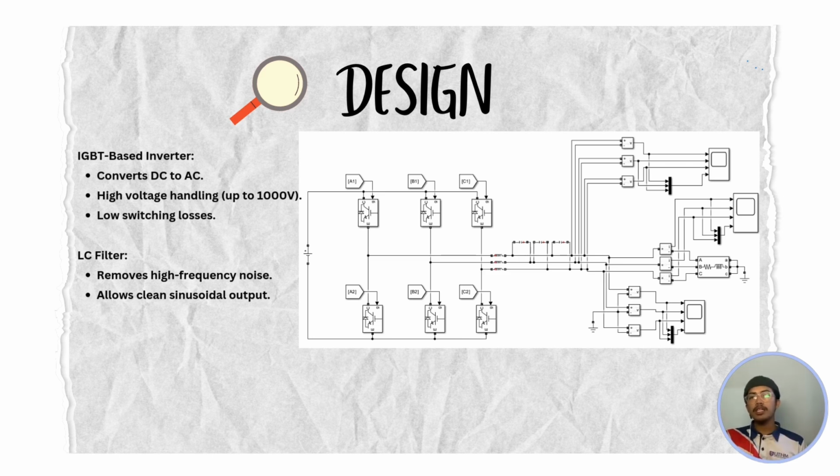Finally, the system includes an RL load which consists of a 14 ohm resistor and a 1 mH inductor to simulate real world conditions. This setup ensures that the inverter output meets our design specification of 50 Hz and 400 volts line to line, by maintaining low total harmonic distortion, or THD, within the target range of 5 to 9%.